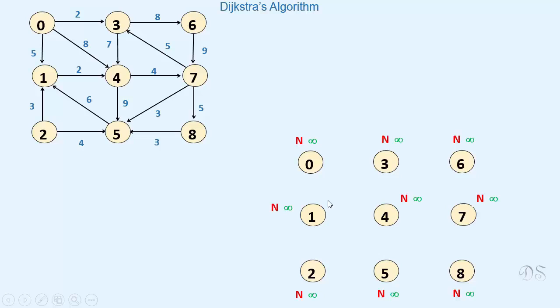Now the first step is to make path length of source vertex 0. So we make path length of this vertex 0 equal to 0. Now from all the temporary vertices, we have to find the vertex which has minimum path length. So this vertex 0 is a vertex with the minimum path length. So we'll make it permanent. Now this vertex 0 is our current vertex.